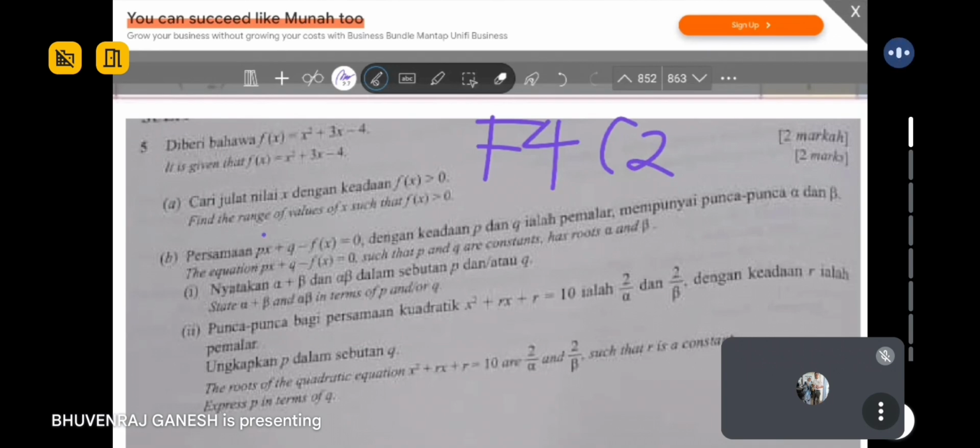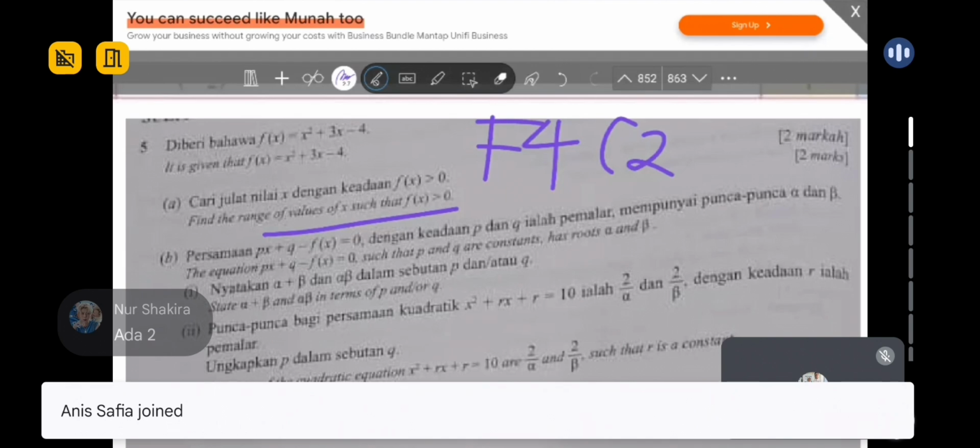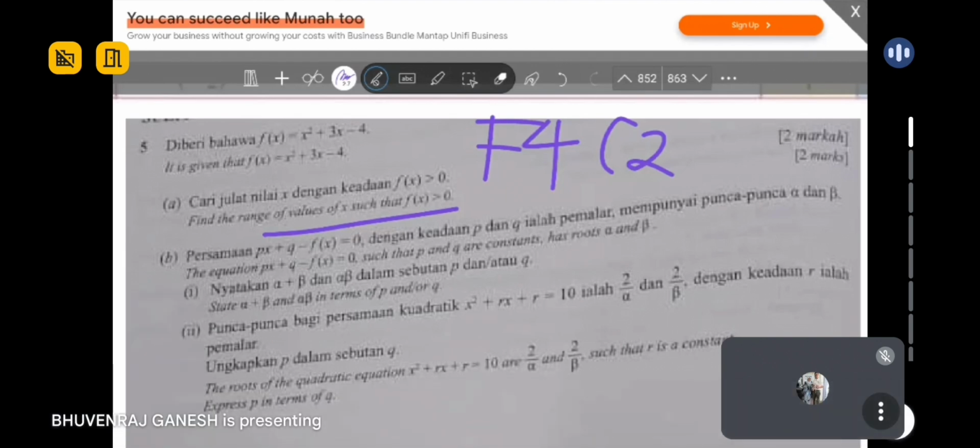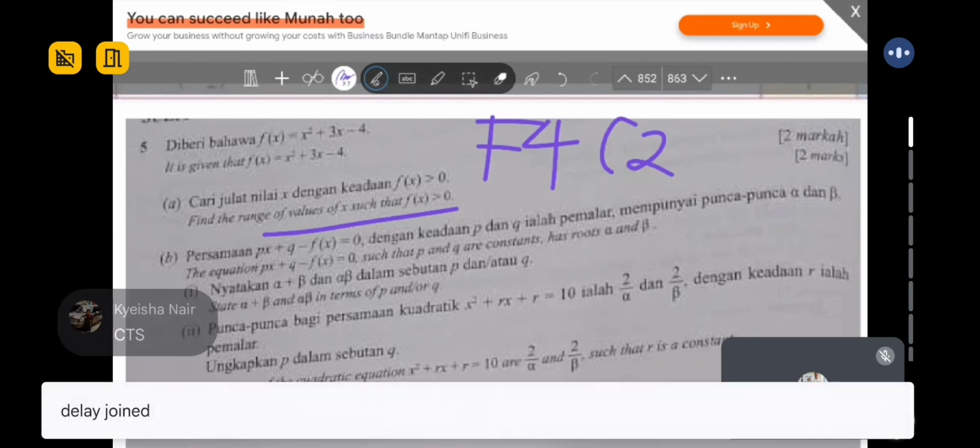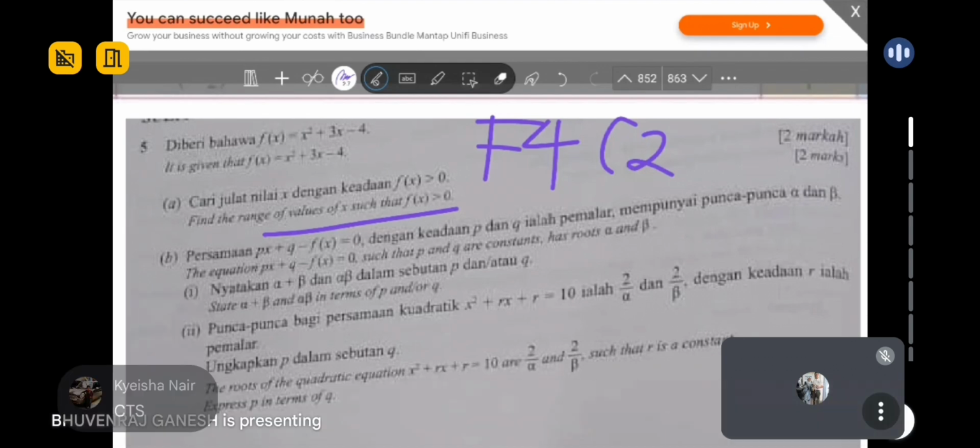Alright, so first question. They ask you to find the range. Cari julat nilai X. Kamu kena anggap f(x) tu lebih besar dari kosong. Nur Shakira, boleh bagi tahu saya berapa kaedah kamu ada untuk selesaikan ketaksamaan kuadratik? How many methods do you have to solve quadratic inequality? Ada 2. Actually got 3 in fact, but biasanya orang akan guna 2. So kamu suka guna kaedah apa? What method you like to use?